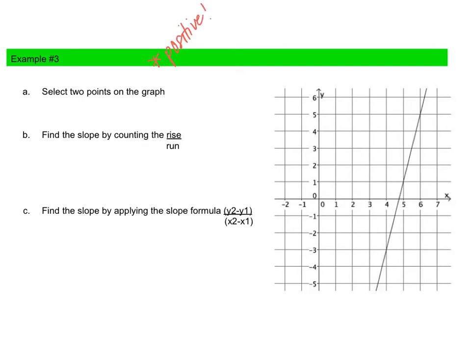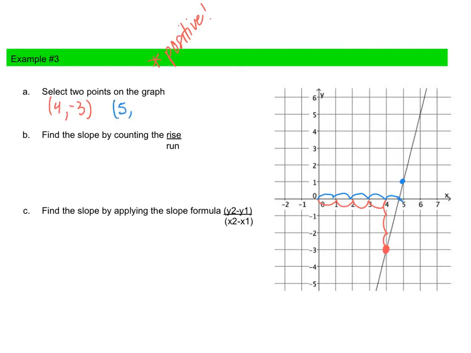All right, first thing I'm going to do is select 2 points. I see one right here, and this is at 1, 2, 3, 4. So positive 4, negative 1, negative 2, negative 3. And my second point, I see 1 right here. This is at 1, 2, 3, 4, 5.